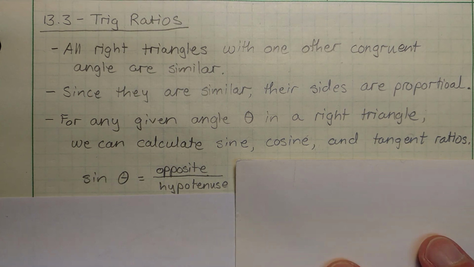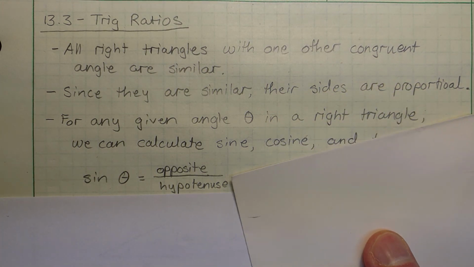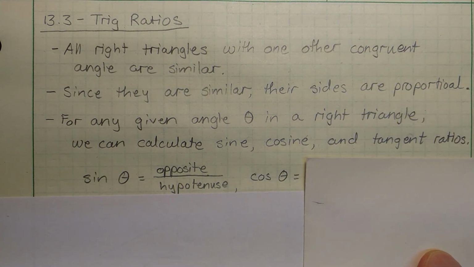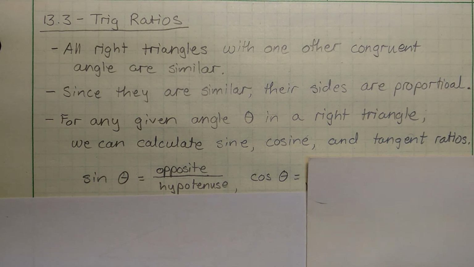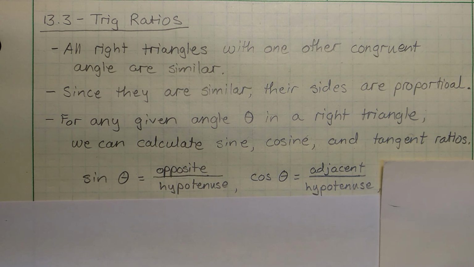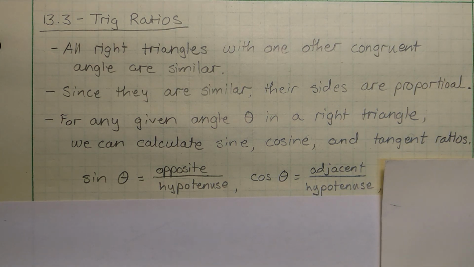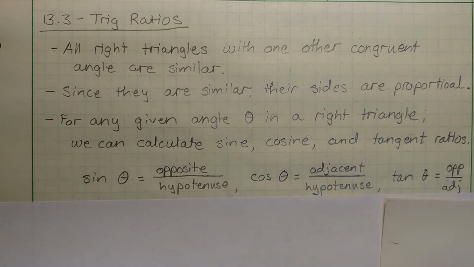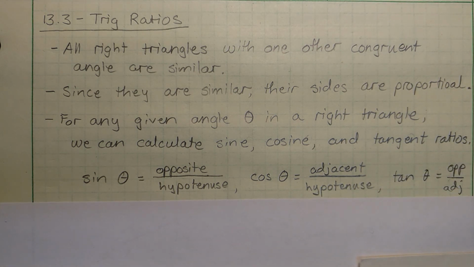And then for the cosine of theta, we know that we are going to have the adjacent side over the hypotenuse. And so we've compared the opposite to the hypotenuse, and the adjacent to the hypotenuse. The only thing we haven't compared yet are the opposite and adjacent together. That's what the tangent of theta does, and it compares them by putting the opposite over the adjacent.